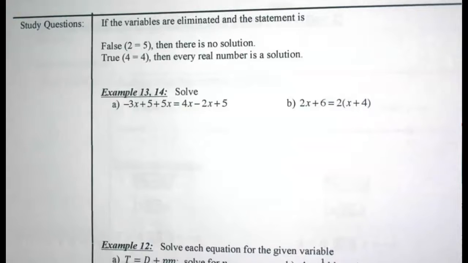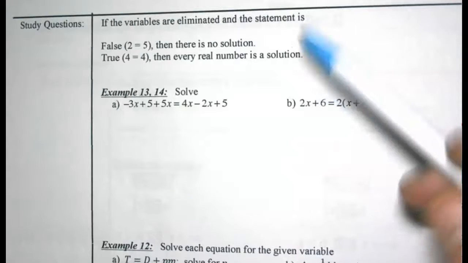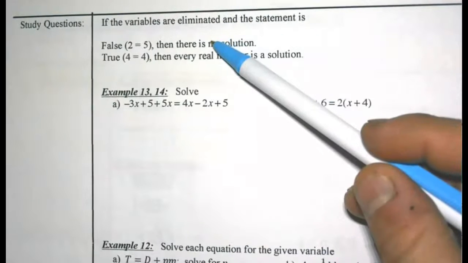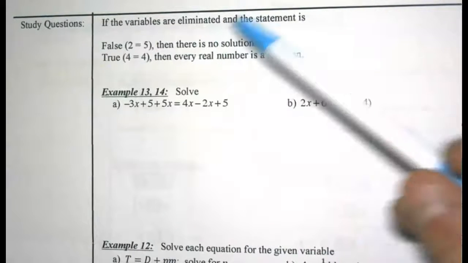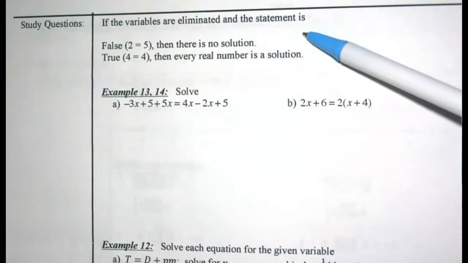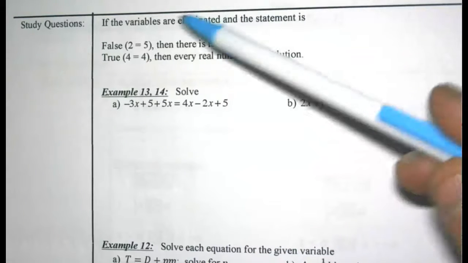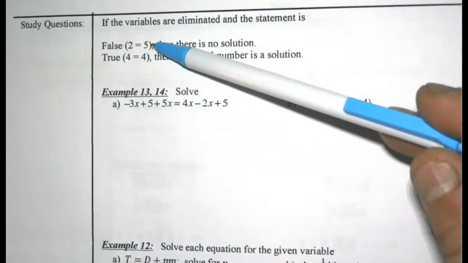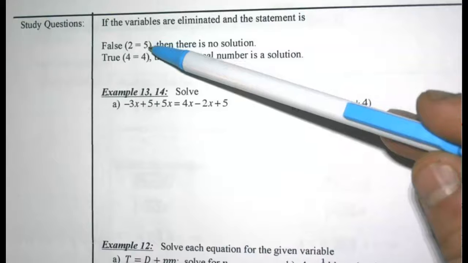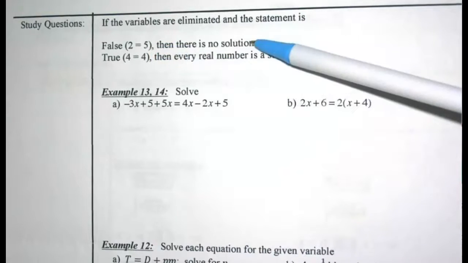So you could see in this last one, it talks about if the variables are eliminated, right? All the variables zero out, and the final statement we have is false, such as 2 equals 5, right? 2 doesn't equal 5. So if all the variables zero out and you end up with a false statement, you answer no solution.